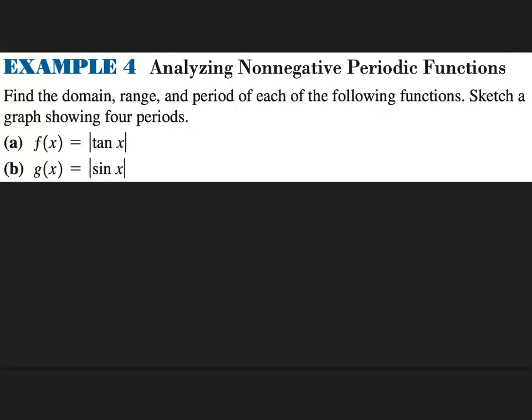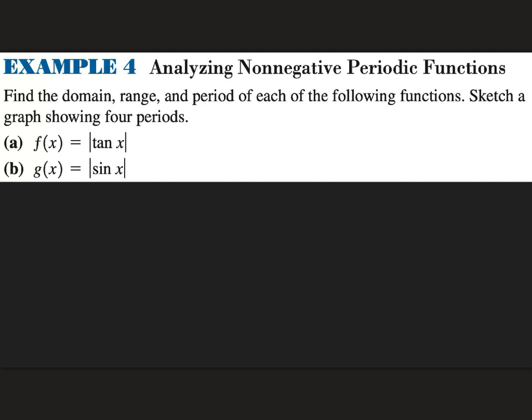Okay, let's start with A. Find the domain, range, and period of each of the following functions. Sketch a graph showing 4 periods. All right, so the absolute value of the tangent of x means that all y values are going to be positive.